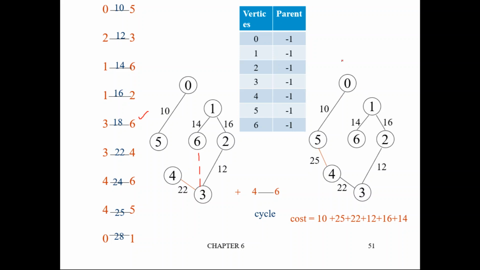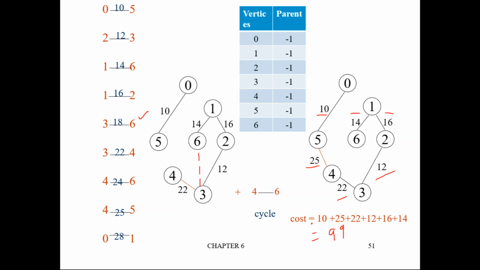So this is how Kruskal's algorithm works. There are different ways of creating a minimal cost spanning tree. So this is the idea proposed by Kruskal. Okay. So the cost of this spanning tree is what? You just add all the edge costs. 10 plus 25 plus 22 plus 12 plus 14 plus 16. I think it is 99. So the cost of this is 99.